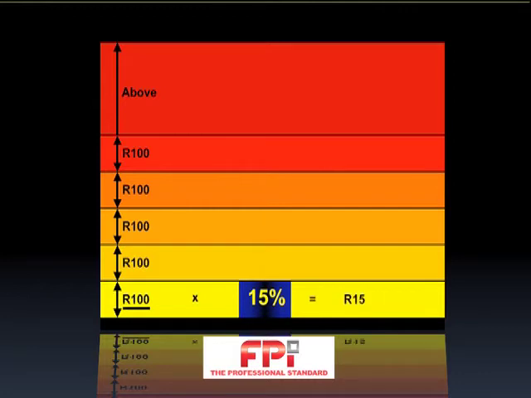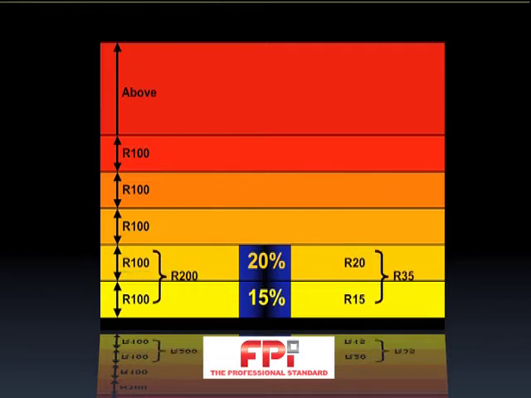In other words, Bob would pay 15 Rands worth of tax on the first 100 Rands worth of income in that year. If Bob earned a second 100 Rand in the same year, it would be taxed at 20%, and he would pay 20 Rands worth of tax on it. He will now have earned 200 Rand in total, and he will have paid 35 Rand in tax.